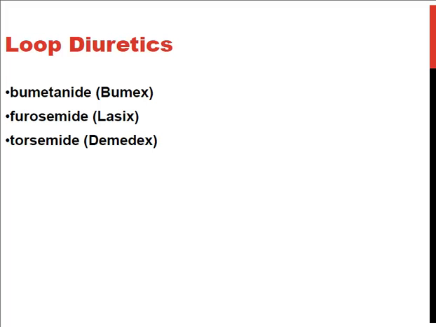The other set of diuretics that we like to use are called loop diuretics, and these are the three that we use most commonly. Furosemide or Lasix is probably by far and away the most common that we use. These come by pill form, by IV form. Those are really the two main ways that we use these, either by pill or by IV.